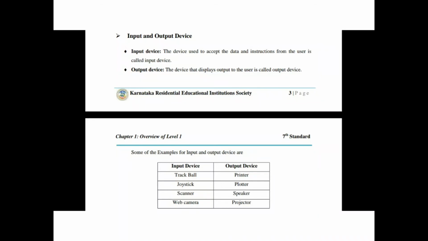Hello, my dear students. In the first class, we have learned so many things: parts of computer and different parts of computer in detail, characteristics of computer, uses of computer. And now in this class, let us study further a few important things regarding computer.